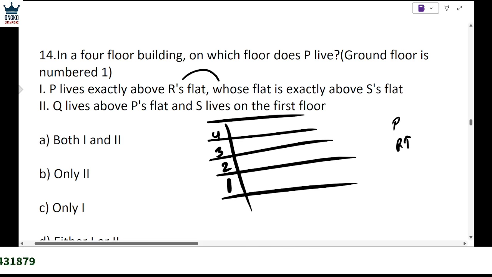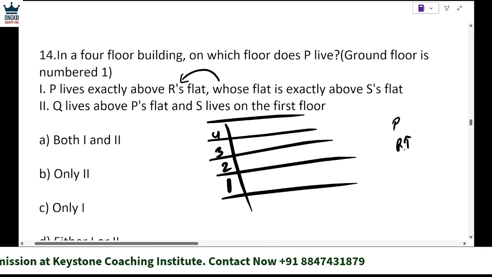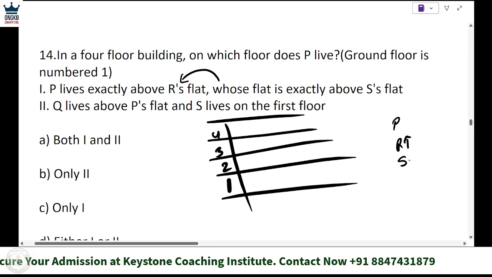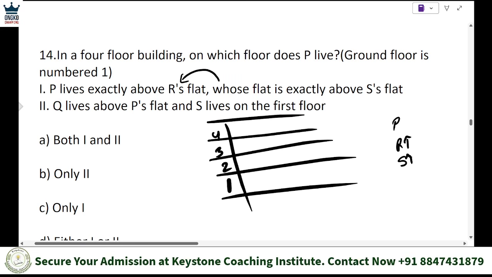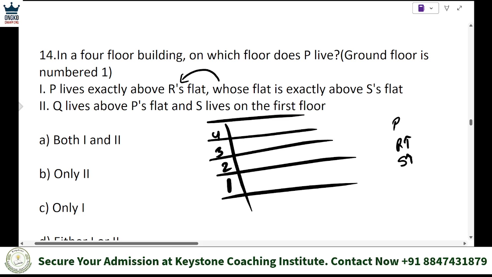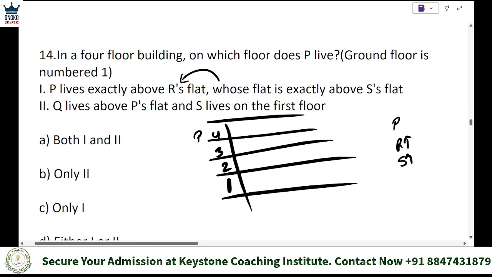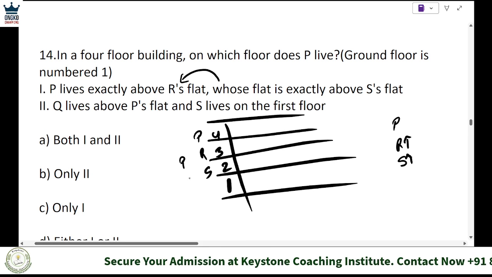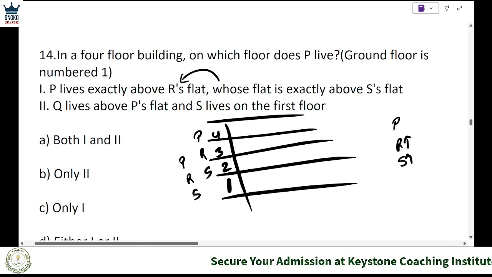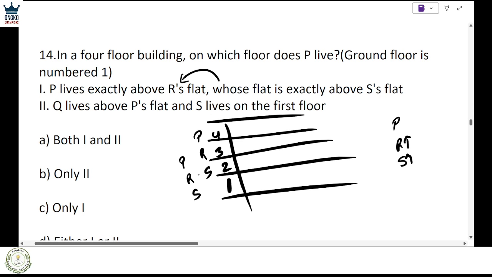Whose means we're talking about the second person. So R's flat is exactly above S. So S is below. In statement 1, B, R, S can be in any position. We never know. So 1 alone is not sufficient to answer this question.